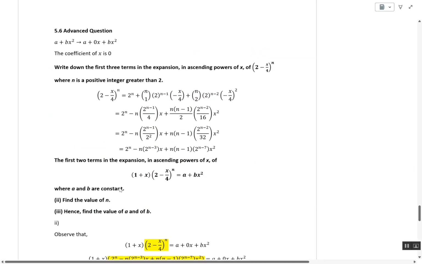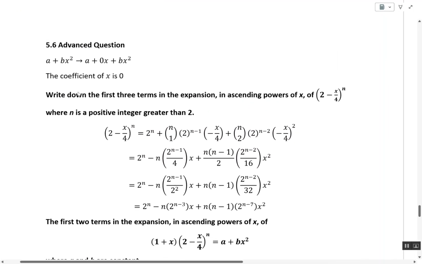Okay, so let's take a look at this next part, or the last part that you have in your notes. This is the advanced portion of the question itself. What we're pointing out is this portion over here, where you need to identify the coefficient of x is 0, because there is no x term here. This is the part that you all need to pay attention to.